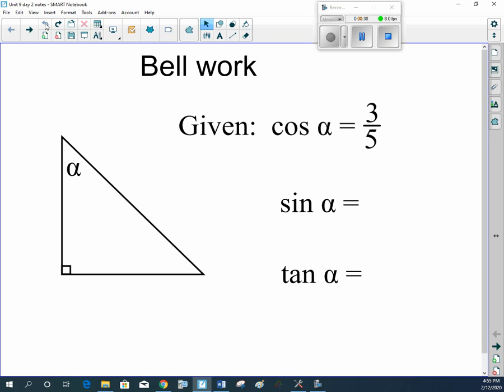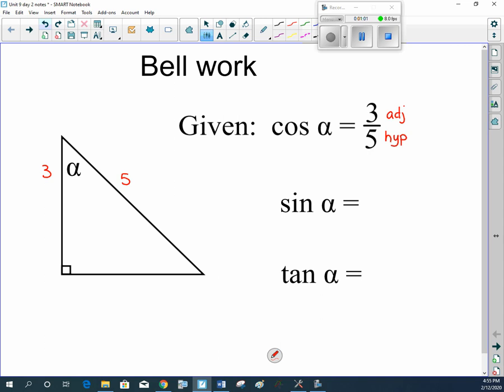So to begin with, we've got to make sure we label the sides of our triangle correctly. So remember, the cosine is considered the adjacent side over the hypotenuse. So when I come over here and I'm standing at alpha, the hypotenuse is always across from the right angle, so this side has to be 5, and then that means this is the adjacent side of 3.